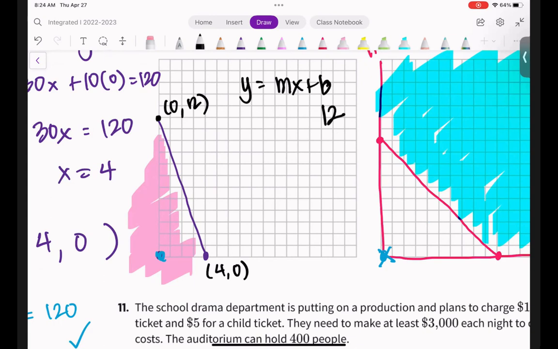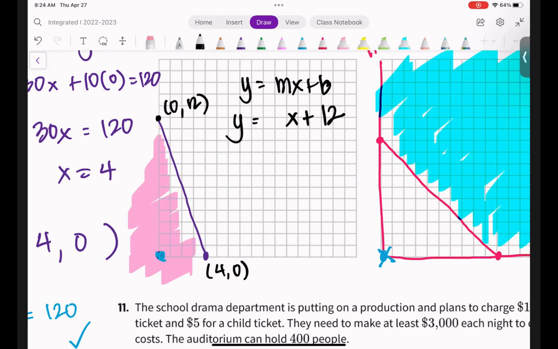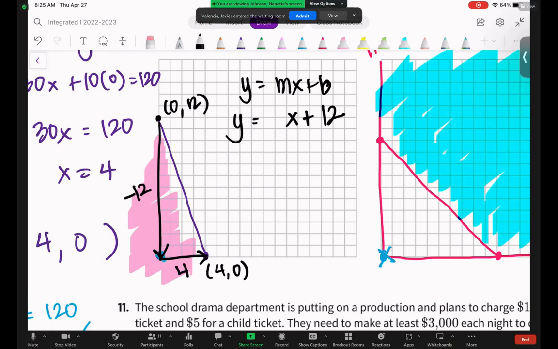So this is 12 plus x stays, so does y. And now I just need to figure out the m. So the m in this case is going to be your slope. Because they gave me this other point, I could draw out my triangle. I'm going to go down this much and right this much, right? So I go down 12 and I go right 4, right?